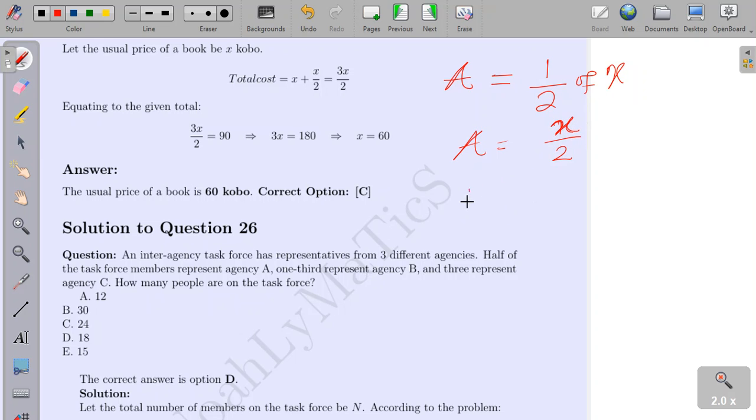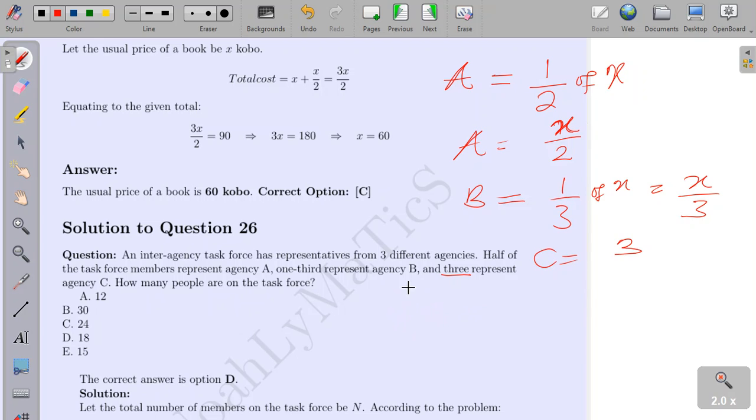What of agency B? For agency B, I have one third. One third represents agency B. That's one third of x. Is that not x over 3? Okay, good. And just ordinary 3 represents agency C. Just 3 alone represents agency C. How many people are on the task force?